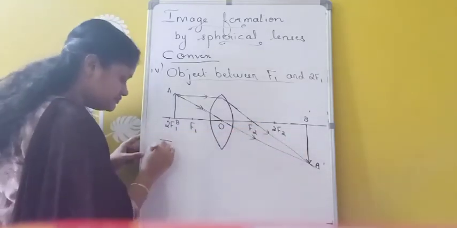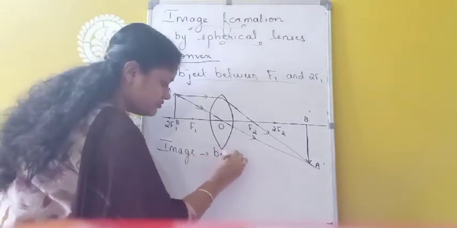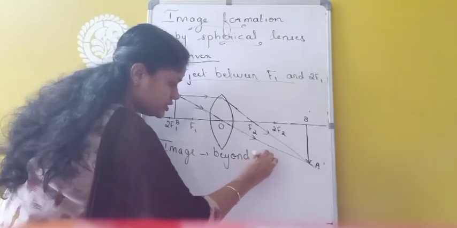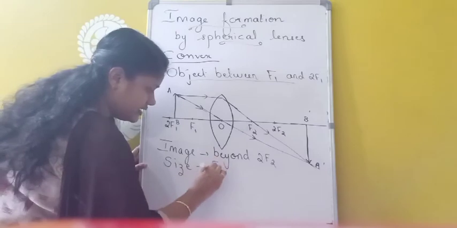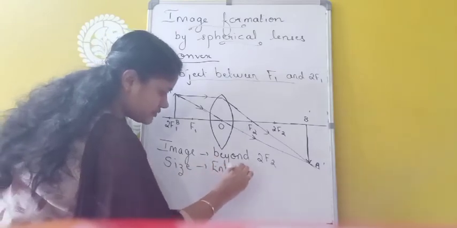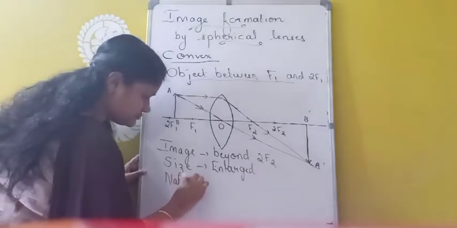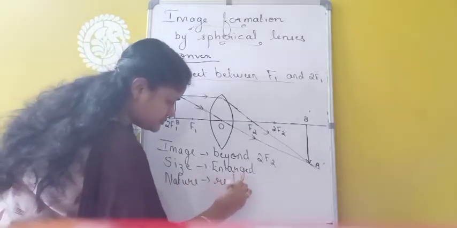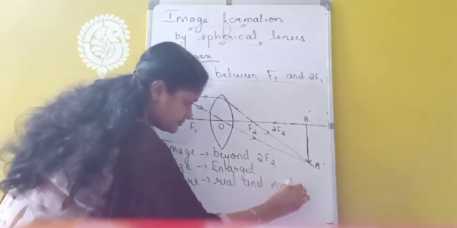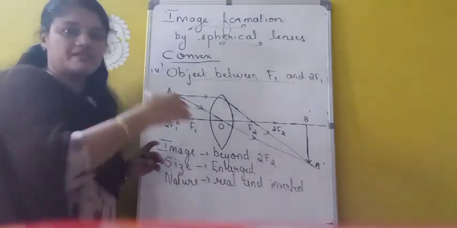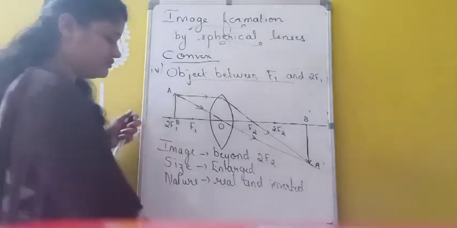So this image is formed beyond 2F2. Beyond 2F2, size of the image is enlarged, nature of the image real and inverted. Real and inverted. So when you are drawing, you have to draw with pencil and scale, then only it may be more clear. Okay. Now fifth one.